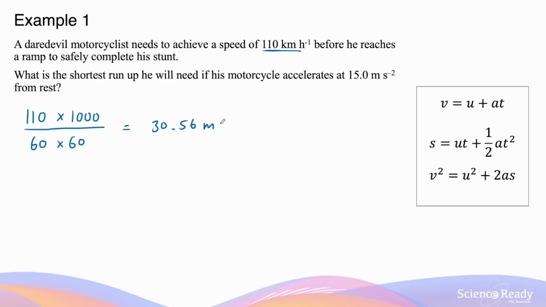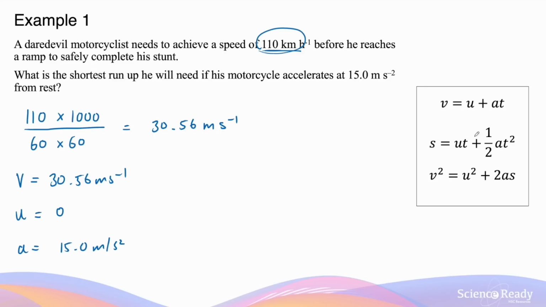30.56 meters per second. A quicker way of converting between kilometers per hour to meters per second is simply dividing 110 by 3.6. So we know the maximum velocity to be achieved is 30.56 meters per second, and the initial velocity of the motorcyclist, given that he will be accelerating from rest, will be 0, and we know the acceleration of the motorcyclist will be 15 meters per second squared.